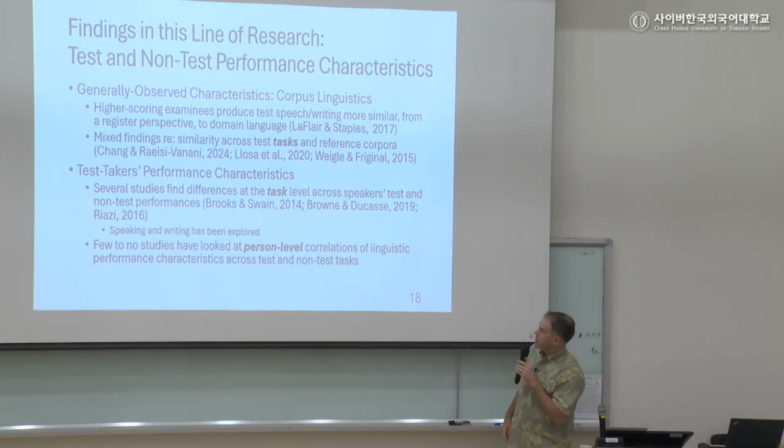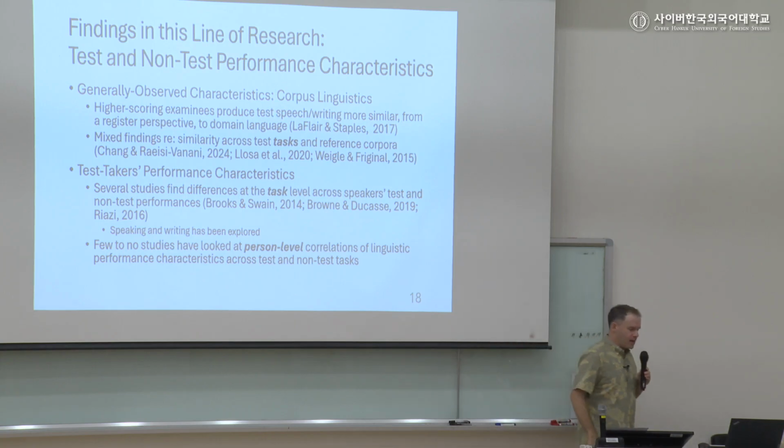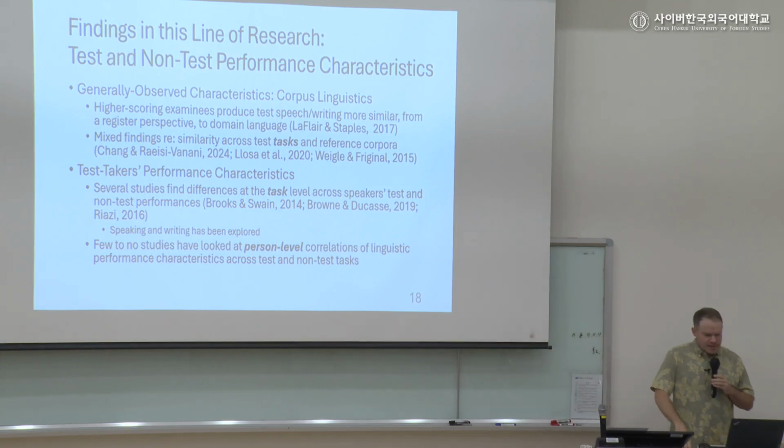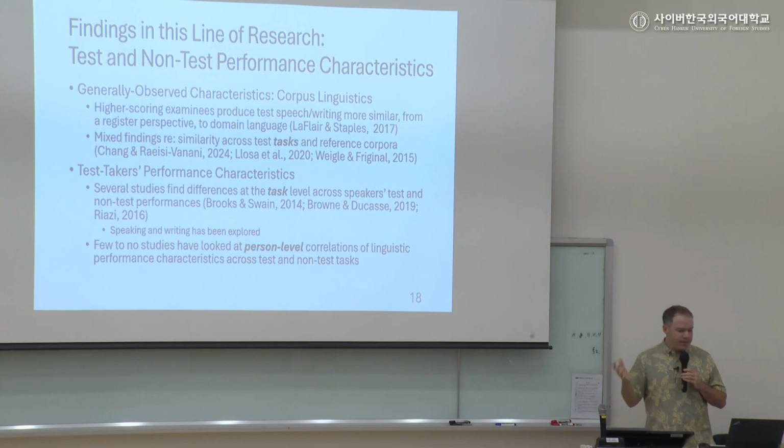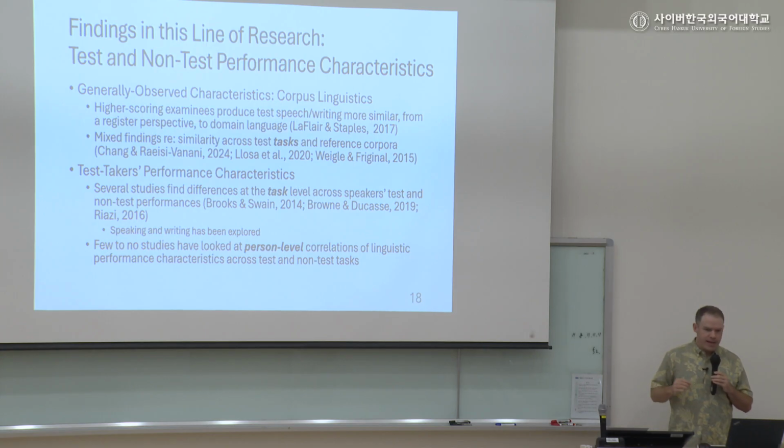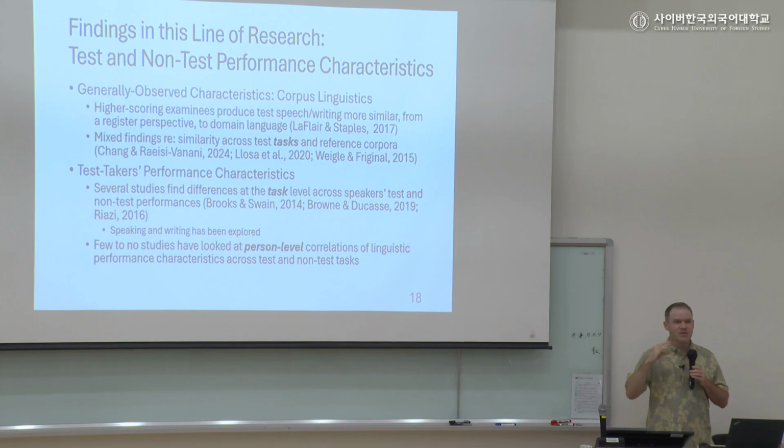So, for example, the Brooks and Swain study, conducted in Australia, looked at the TOEFL. They compared how people did on the TOEFL integrated speaking task with how they performed on a university academic speaking task. They focused on a whole range of features, some discourse features and some syntactic complexity, and they found that at the task level, whatever the linguistic index was, it was higher on the test and lower in real life, or vice versa.